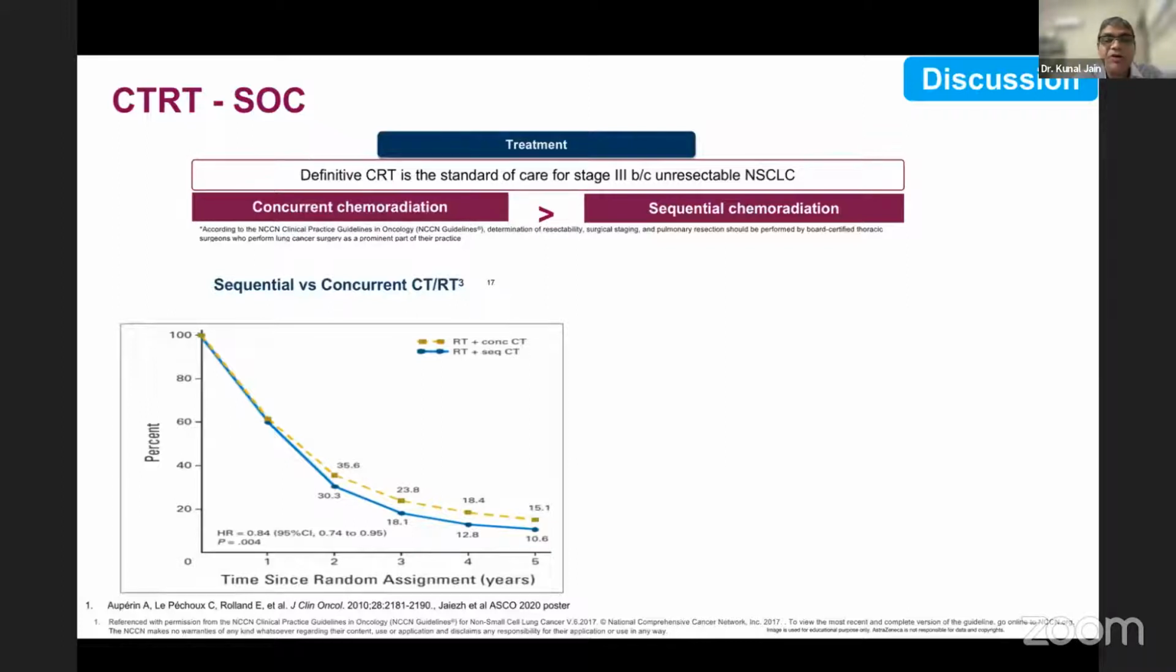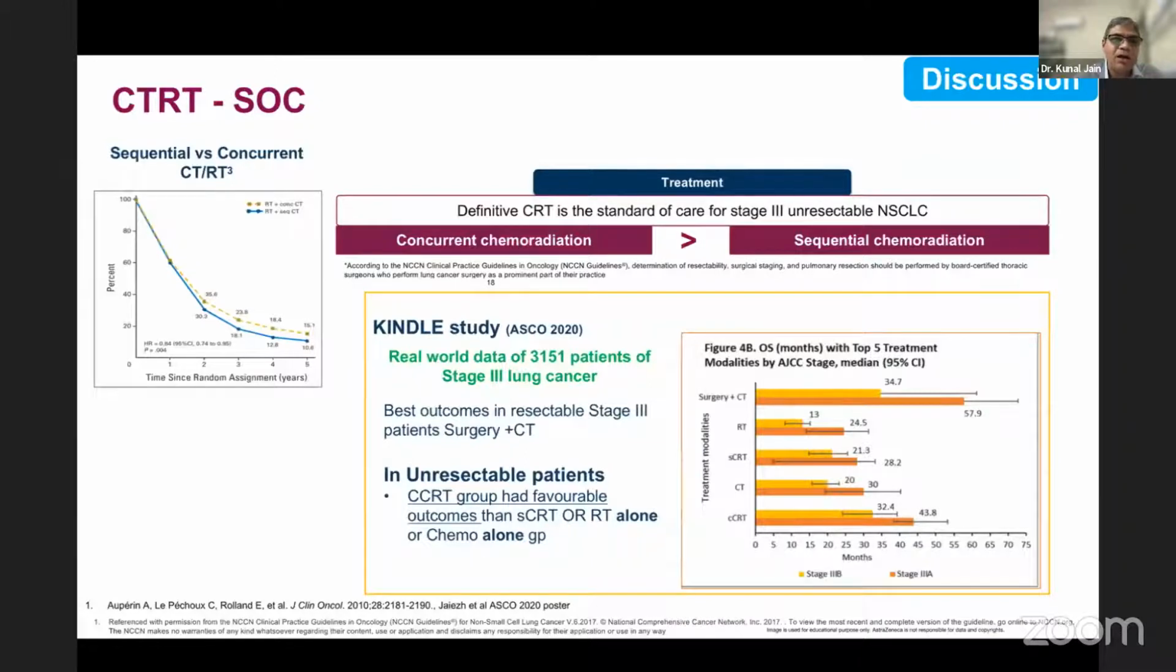There is an incremental benefit of about 5% or so in terms of survival at 5 years if the patients are given chemoradiotherapy, and not only in the controlled trial setting. This has also been shown in real world setting data with this study which was presented at ASCO 2020, close to 3,000 patients, where they looked at the outcomes with different modalities of treatment. And patients who got concurrent chemoradiotherapy, their outcomes were best as opposed to other modalities.